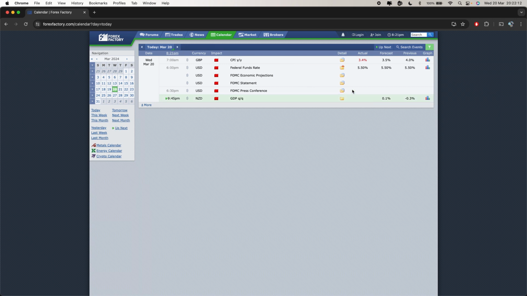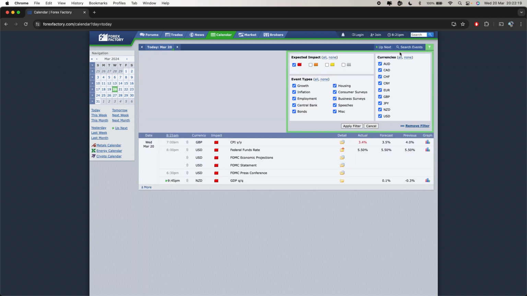Now the way to focus on this, whenever you see a red folder news, and this also applies for orange folder news, and I'll show you this. If you click this little funnel over here, you can filter your news. You've got gray, which is very low impact, then you've got yellow, then orange, and then red. Red is obviously the highest and most impactful news there is.